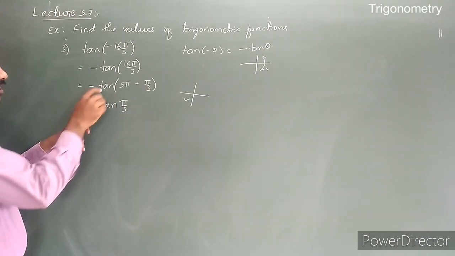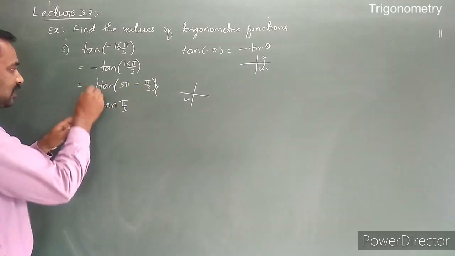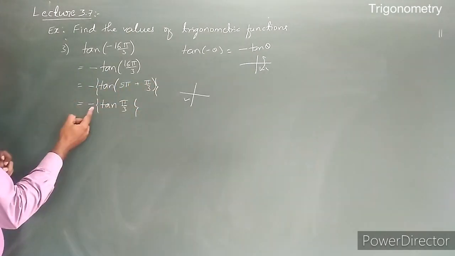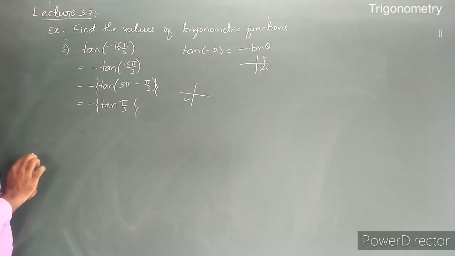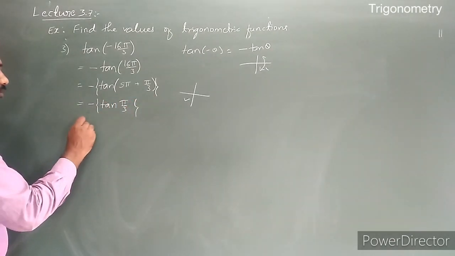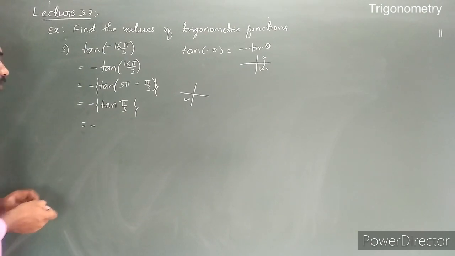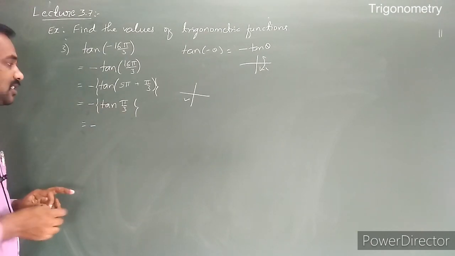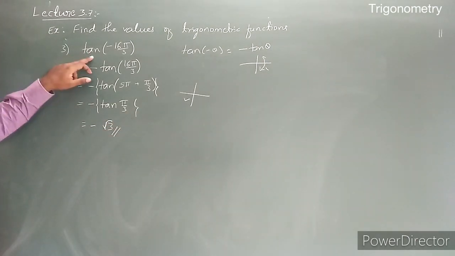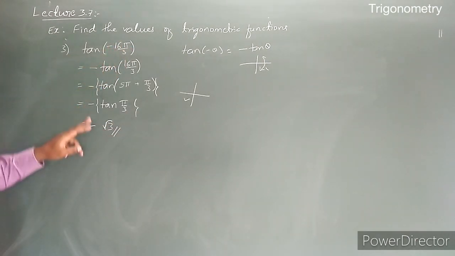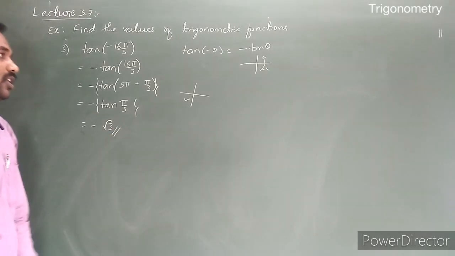Don't change the sign. Now I am simplifying this value. The negative sign outside the bracket stays as it is, and I write the positive value. So minus tan of pi by 3. Pi by 3 is 60 degrees, and tan 60 is root 3. So the value of tan of minus 16 pi by 3 is minus root 3.